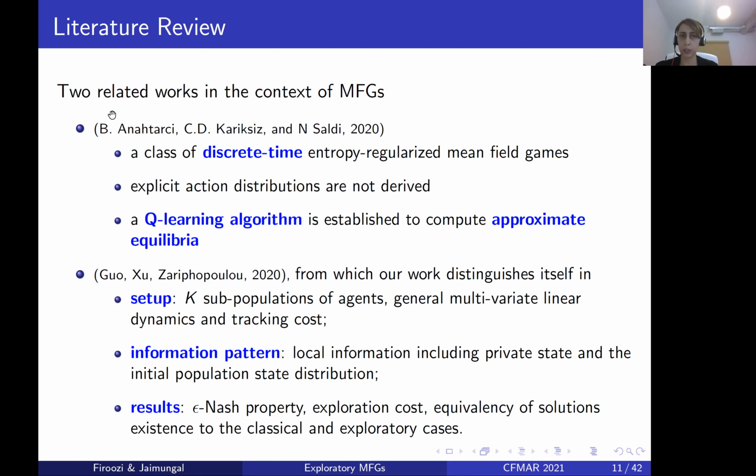There are two related works in the literature in the context of mean field games, which use entropy regularization. The first one is in discrete time and discrete state space. So they don't derive the explicit action distributions, and they develop a Q-learning algorithm, which is a model-free reinforcement learning algorithm, to compute an approximate equilibrium for the system. The second work is closer to ours, but our work distinguishes itself in several aspects in the setup, in the information patterns that we have considered, and also in the results that we have obtained.